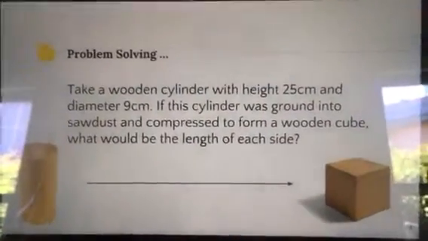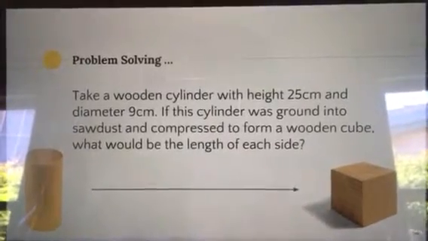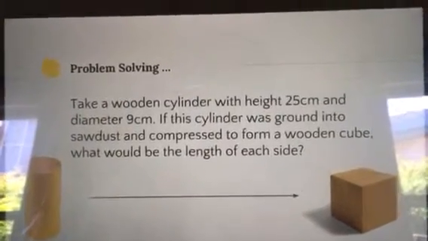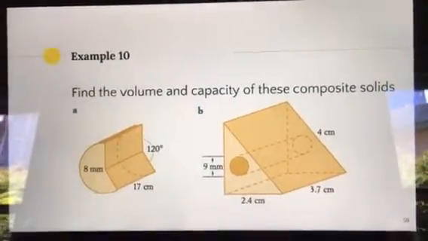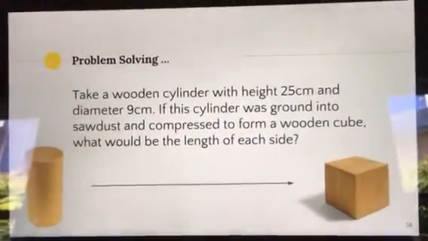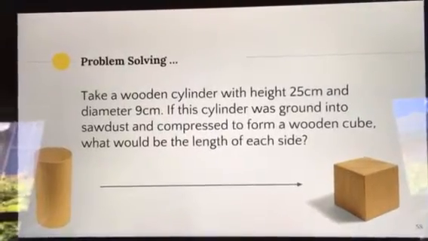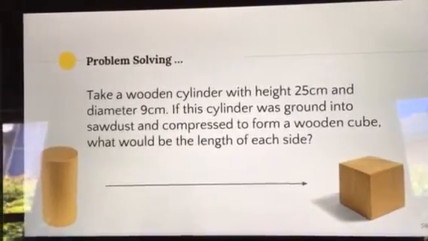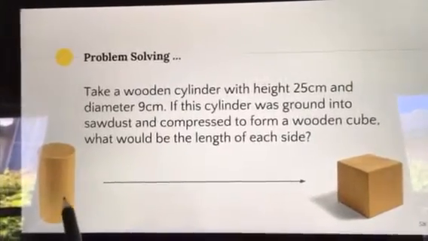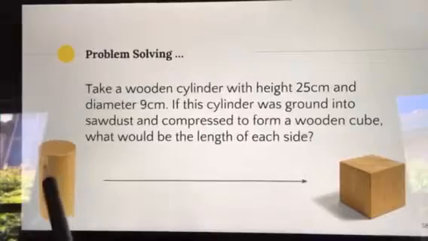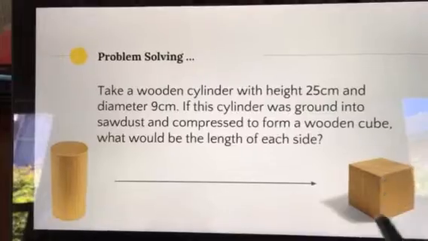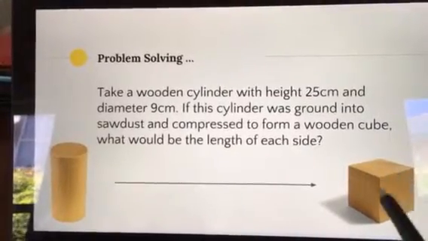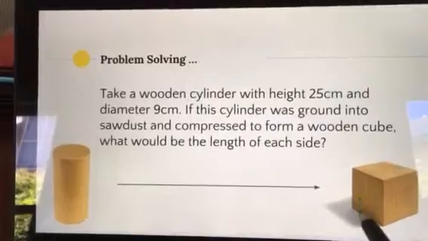It says, take a wooden cylinder with height 25 centimetres and diameter 9 centimetres. If this cylinder was ground into sawdust and, my screen timed out, hang on a minute. If this cylinder was ground into sawdust and compressed to form a wooden cube, what would be the length of each side? So basically, we're starting with a cylinder with its particular dimensions. It's being broken up into tiny pieces and reshaped into a cube shape. But then we want to know, what are the dimensions? What are the lengths? What are the widths? What are the height?